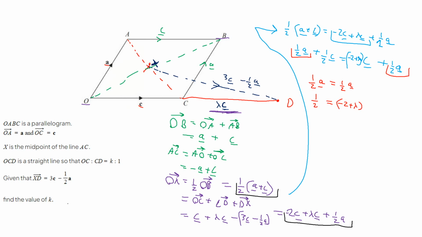And so if we make lambda the subject, lambda is going to be equal to 2.5, right? So now we know that CD is 2.5 lambda, or 2.5C, excuse me. So therefore, OC to CD is in the ratio 2.5 to 1. And that is your final answer.